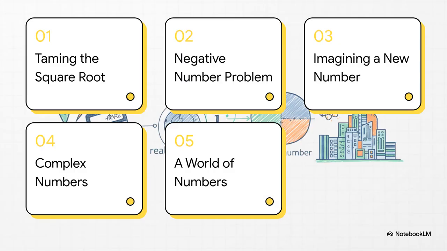We'll start with a quick refresher on square roots. Then we'll run right into that negative number problem. After that, we'll see how mathematicians got creative and literally imagined a solution. Then we'll mix that solution with the numbers we already know. And finally, we'll see why any of this really matters.